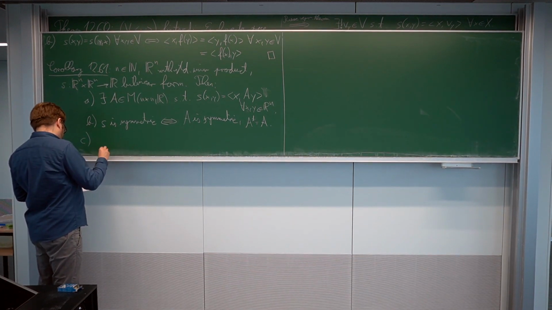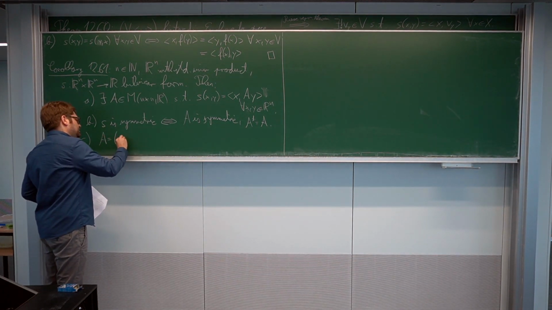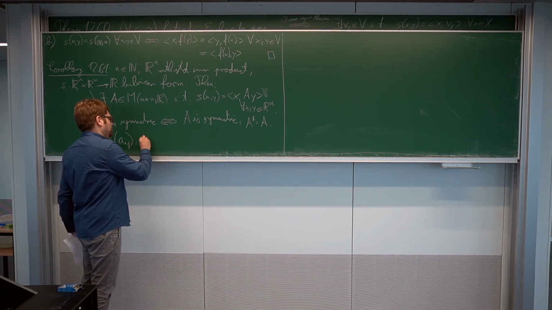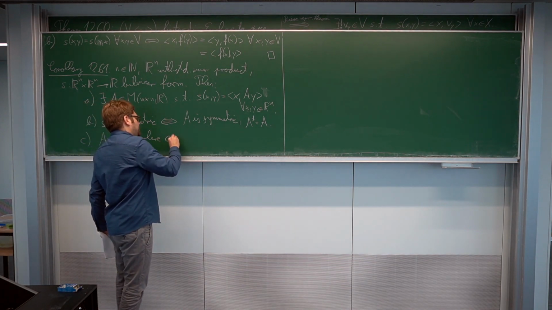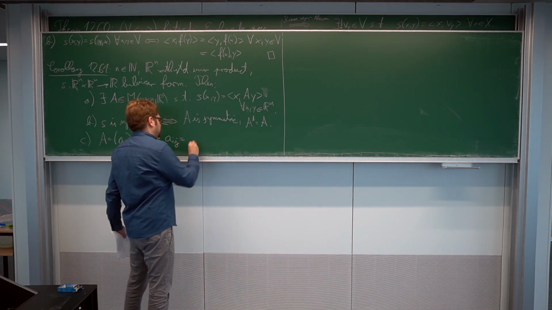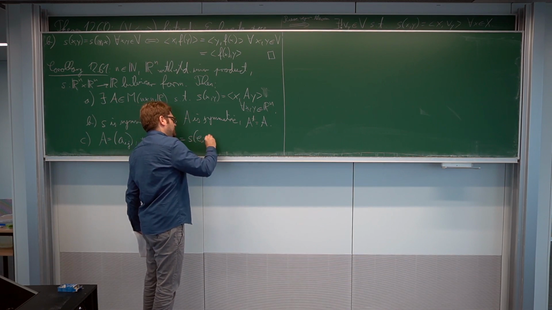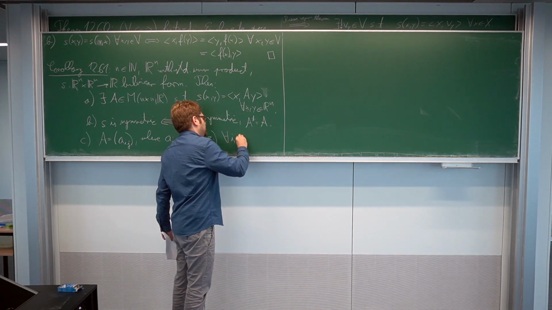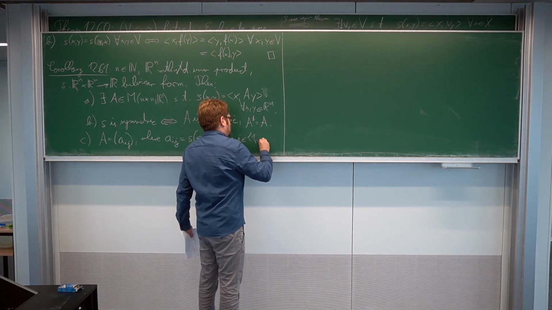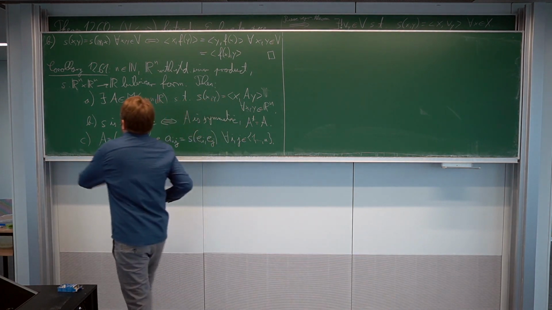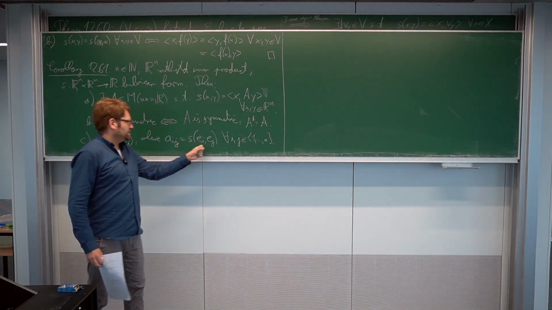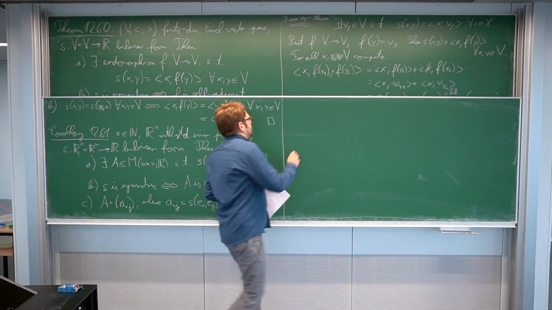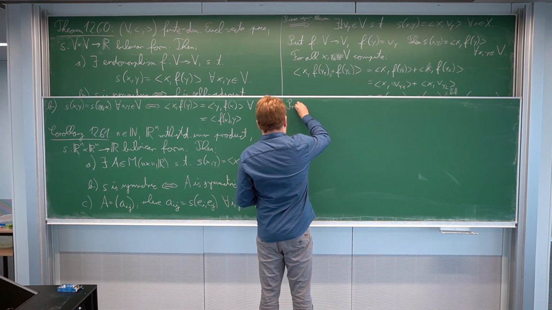Namely, A is then given as Aij, so these are the names of the entries of the matrix, where Aij is simply S evaluated on the canonical basis vectors Ei and Ej for all i and j in 1 to n. So once we've got this bilinear form here, we can compute straight away this matrix by just putting in the standard canonical basis vectors.